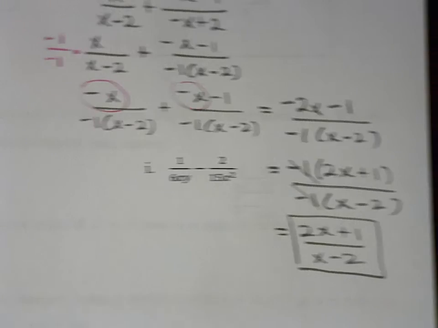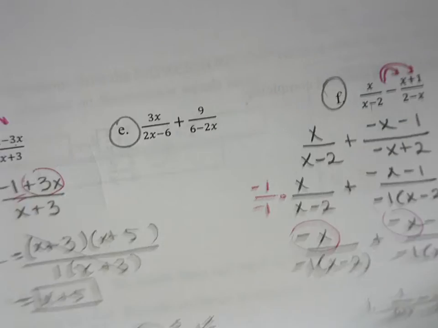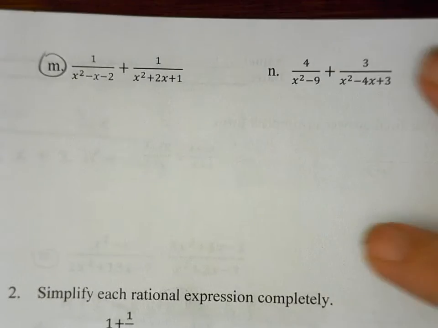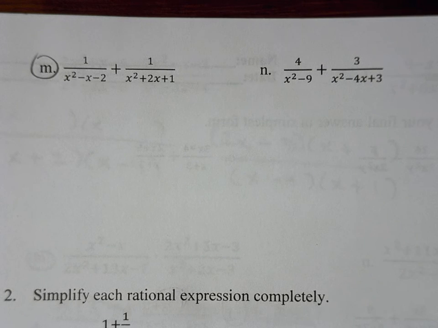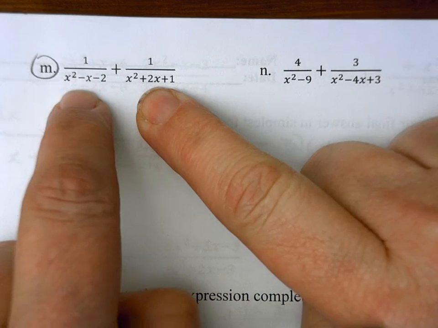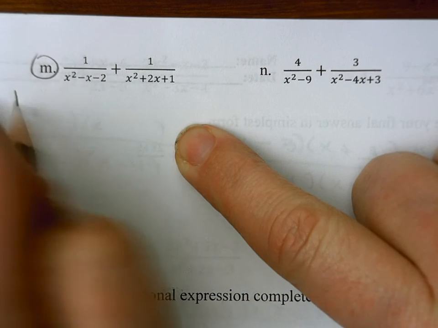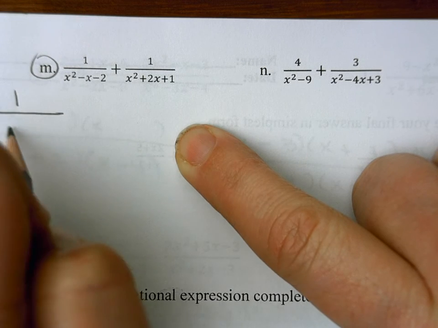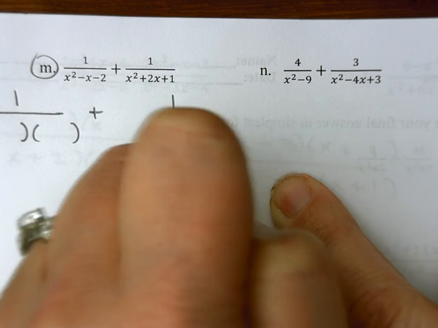Okay, and then let's go ahead and take a look at, oops, the back side. Okay, so this is letter M. So for letter M, I want to completely factor, right? So I have a trinomial. So I want to factor these. So I'm going to multiply by a smaller denominator than if I don't factor.